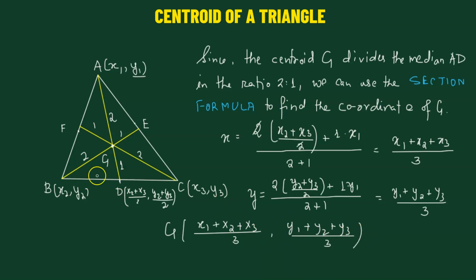So you can verify that if we use BE, the median BE, and use the section formula, then the coordinate of the centroid G is also going to be the same. So this is how we can obtain the coordinate of the centroid of a triangle whose vertices are known. Now let us try to apply this particular idea. So we'll try to understand this idea with the help of a few examples.